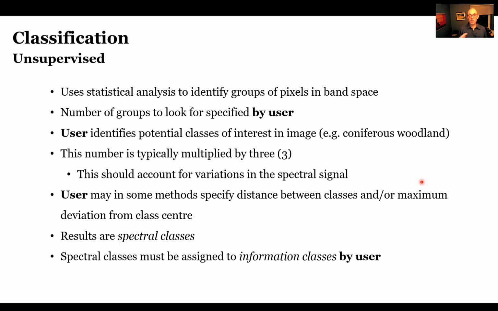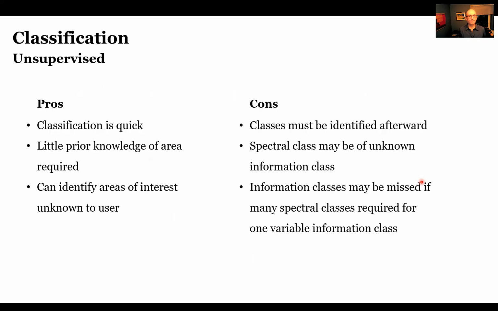And then you will have to assign those afterwards to information classes, which may be subclasses you will then need to collect together, or you may be able to directly assign spectral classes to one class. They may not need to be subclasses. You might just say there is this natural variation in the image.